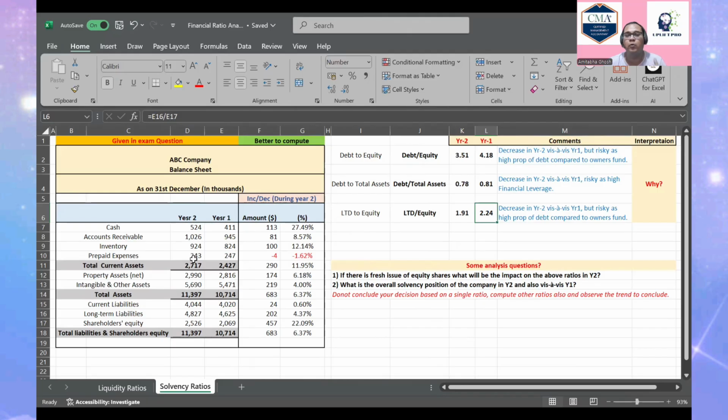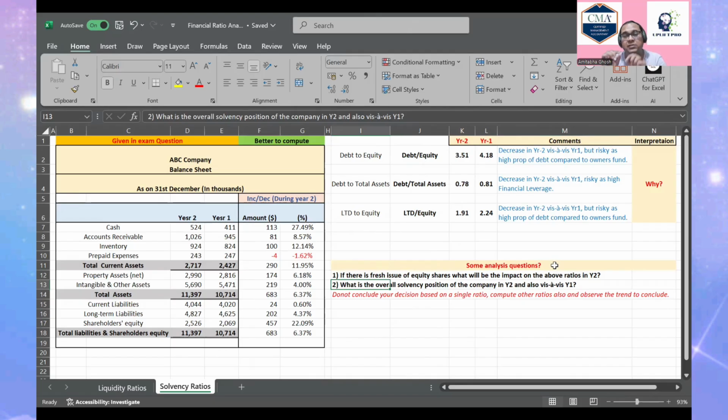Coming to the next part, what is the overall solvency position of the company in year 2 and also vis-a-vis year 1? So this particular question actually requires a total cumulative response to be obtained from all these three ratios. So our response would be, we are seeing that the financial leverage is quite high because the involvement of debt compared to the owner's fund is high, though there has been a decrease from year 1 to year 2. But the solvency aspect is still in doubt. It is still in a risky situation because the company may fail to meet its obligations when they become due.